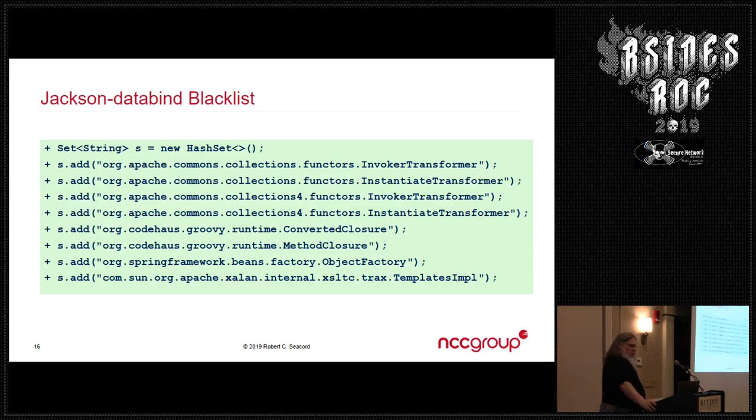Okay, so here's the Jackson blacklist. There's a list of known gadgets, right? And the first thing I can tell you about this list of gadgets is I've seen bigger lists of gadgets. So to me, that means the list is not exhaustive. There are other known gadgets that haven't been included here.